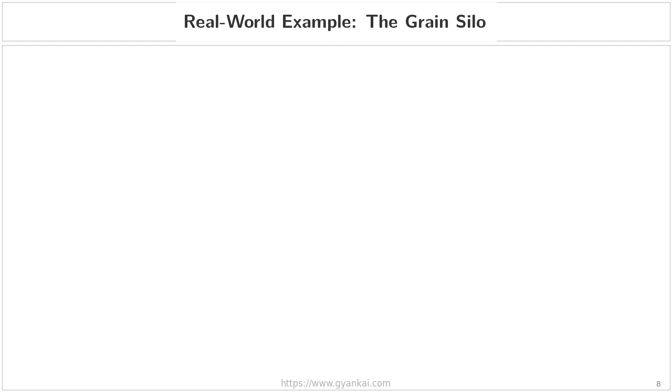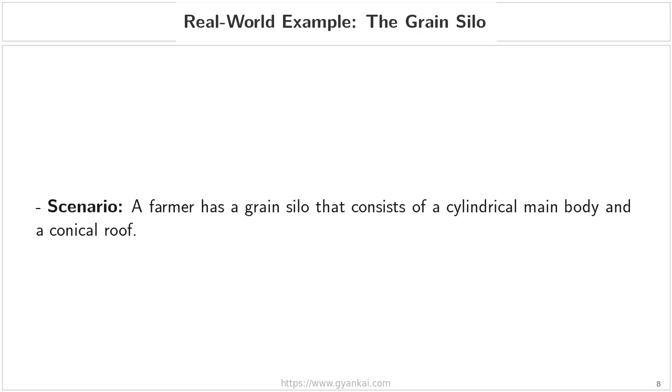Real-world example, the grain silo. Now that we have mastered the 5-step process of decomposition, let's put it into practice with a real-world application. Imagine a farmer who needs to know the capacity of his grain silo. Looking at the structure, we can see it isn't just one single shape, but a combination of two. The main body of the silo is a cylinder, and sitting directly on top of it is a conical roof.